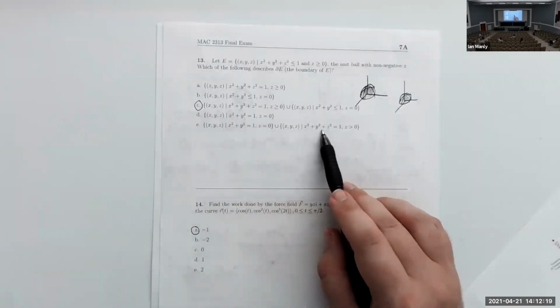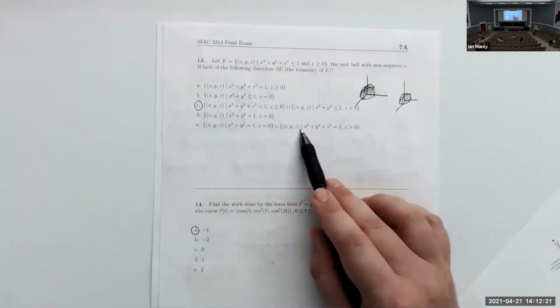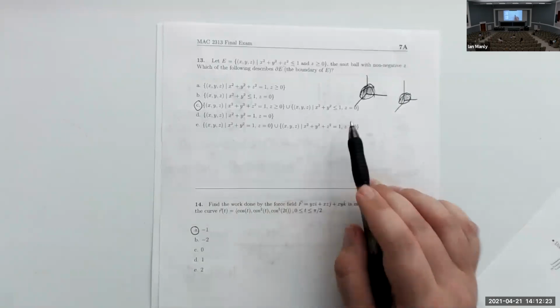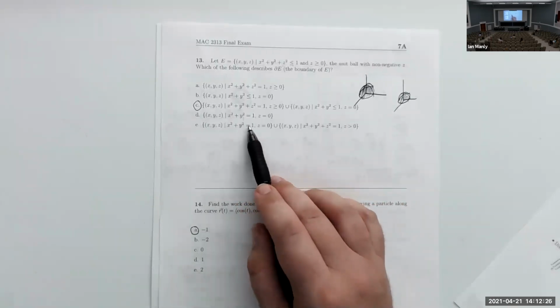This one's almost correct. You could have said something like this. That would have been okay. But then this part is definitely messed up because we don't have a less than or equal to right here.